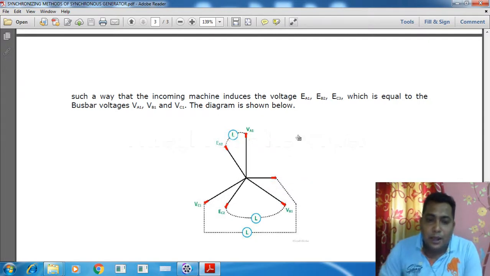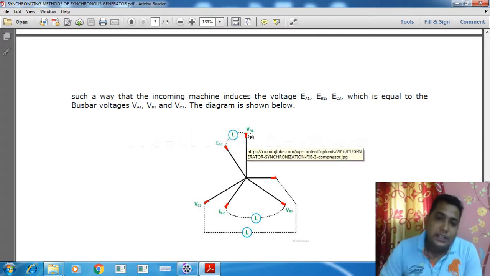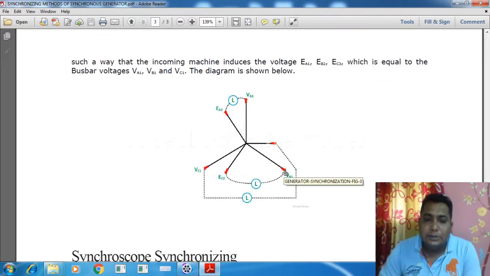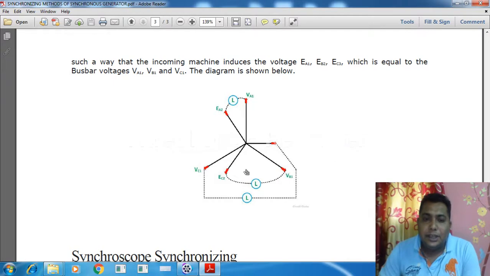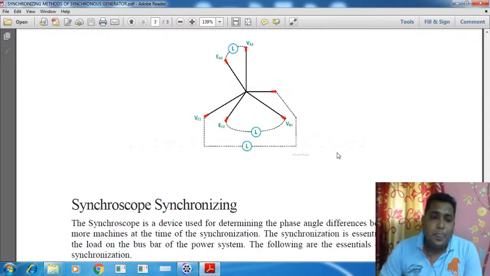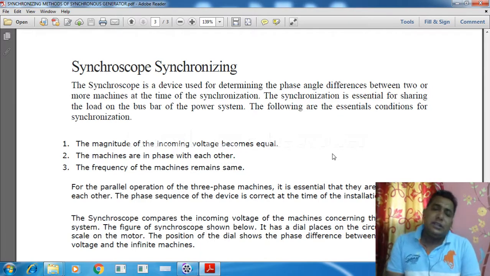In the diagram, this is the busbar voltage VA1, and this is the alternator voltage EA2. In between them there is a lamp. Then this one is between B1 and C2: this is the busbar voltage, and this is the alternator voltage. Similarly C1, the busbar voltage, is connected through a lamp to this one, which is EC1. Like this we can connect and check the synchronization. This is the last method we have for checking the synchronization, and we can connect the incoming alternator to the running alternator or the running system.